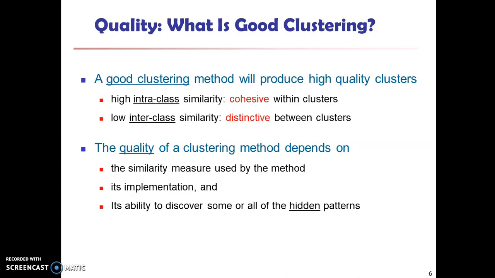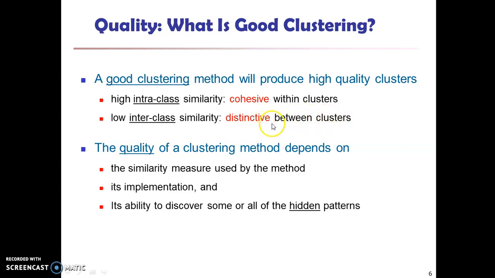And how to evaluate the quality of the cluster? So what is good clustering? A good clustering method will produce high quality clusters. That means high intra-class similarity, meaning cohesiveness within a cluster. Within the cluster you have a number of data points, and among those data points the cohesion must be high. And a low inter-class similarity. That means between the clusters you need to have space, that is, they are distinctive.